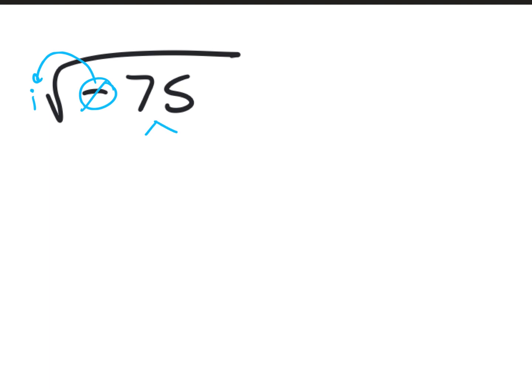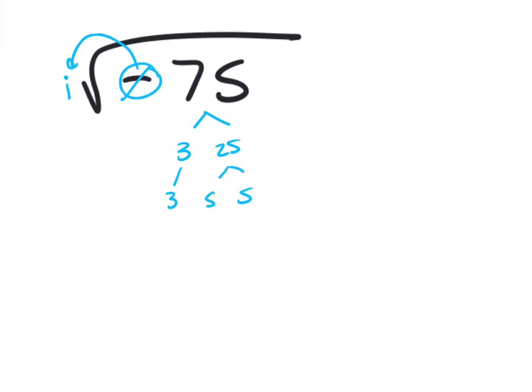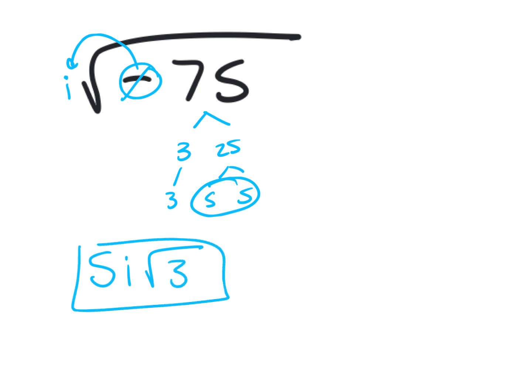Let's find our prime factors of 75. What are two factors of 75? 3 and 25. Awesome, 3 and 25. 3 is prime. What are two factors of 25? 5 and 5. Awesome. Circle our pairs. So I have a pair of 5s. What comes to the outside? 5i. And what stays on the inside? 3. So this would be our answer.